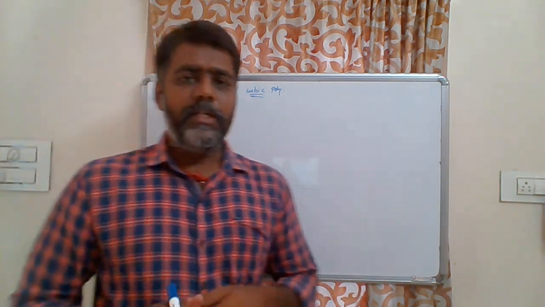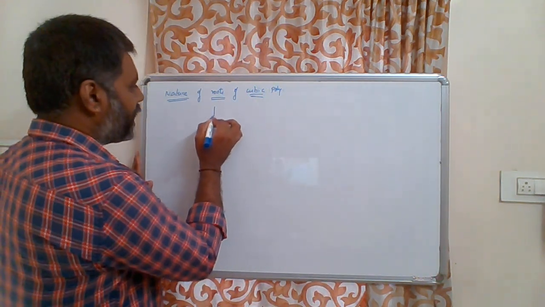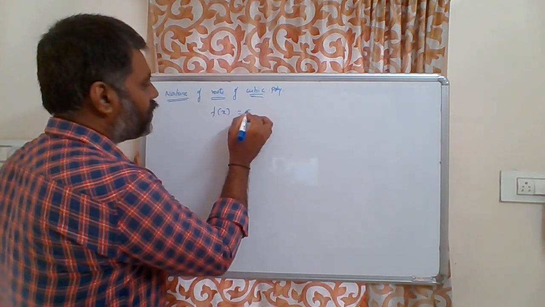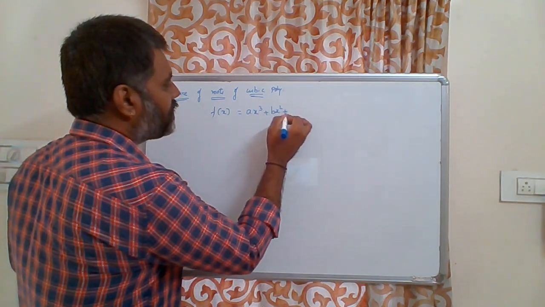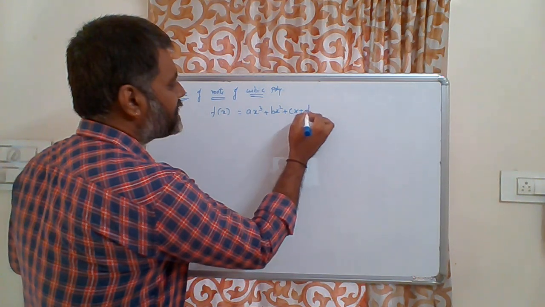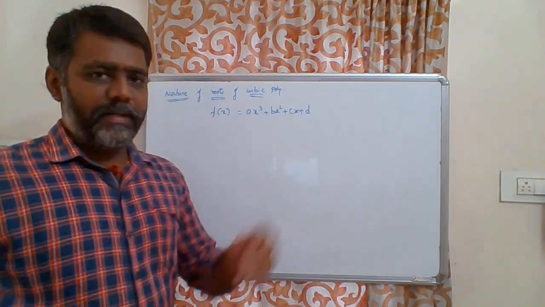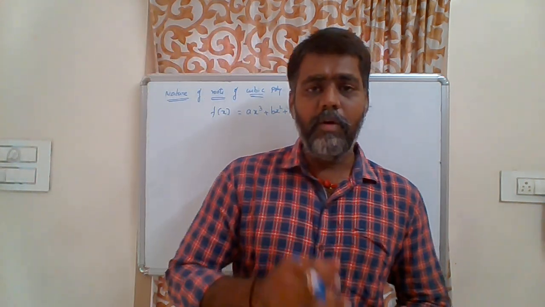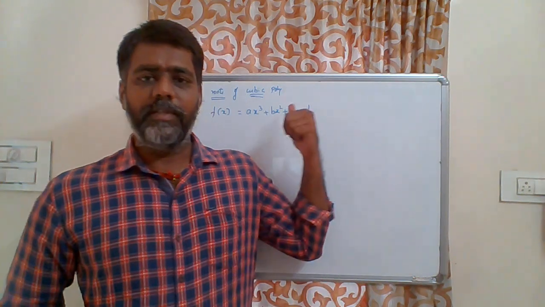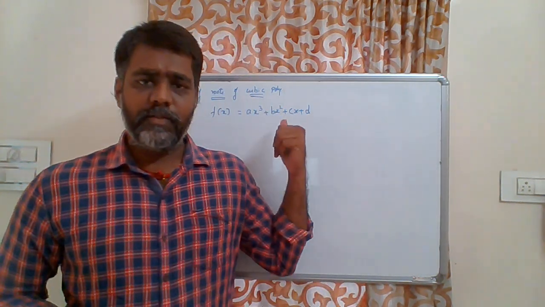First of all, define one function, f of x. It is a cubic polynomial function. It can be taken as f of x equal to ax cube plus bx square plus cx plus d. F of x is ax cube plus bx square plus cx plus d, the cubic polynomial. Now I am finding the derivative of this function. Why are we finding the derivative of this function?